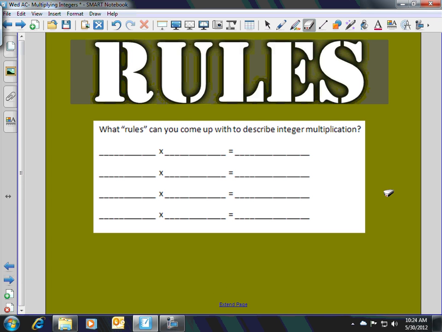So again, our rules: a positive and a positive, there's no negatives there, so you don't have to worry about anything. A negative times a positive, only one negative there, so your answer is negative. A positive and a negative, only one negative there, so your answer is negative. A negative and a negative, that makes a positive because it takes 2 negatives to make a positive.